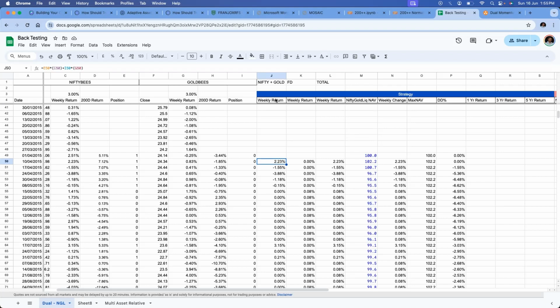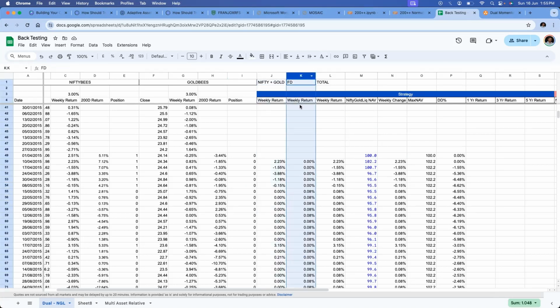Now, there is one drawback here. We'll not get the weekly returns of the strategy when both are 0, that is, in the case where both Nifty and gold is 0. In that case, we're ideally investing in FD, right? Now, how do we add the FD returns to the weekly return of the Nifty plus gold?